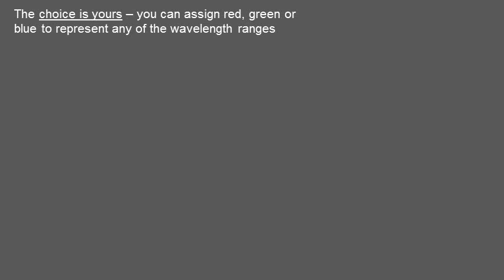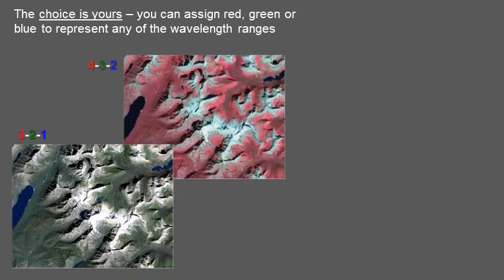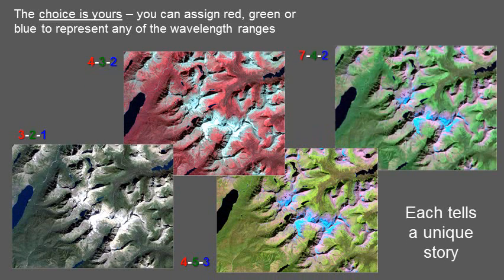When it comes to band combinations, ultimately the choice is yours. It depends on what message you're actually trying to get across. Are you trying to present the natural landscape or provide an indication on vegetation health? Perhaps you're interested in just identifying specific features on the landscape, such as glaciers, or maybe urban areas or disturbed sites. Each band combination tells a very unique story. You have to choose what story is yours.